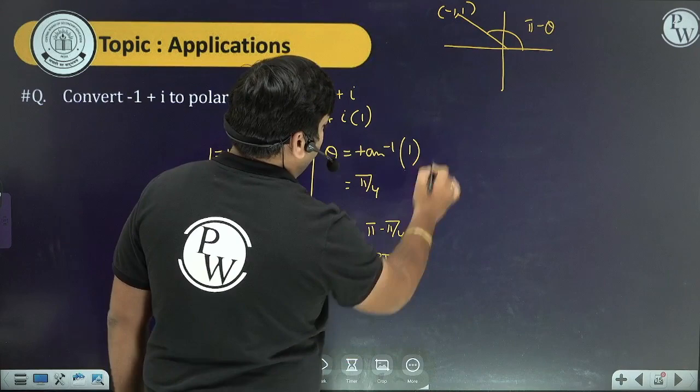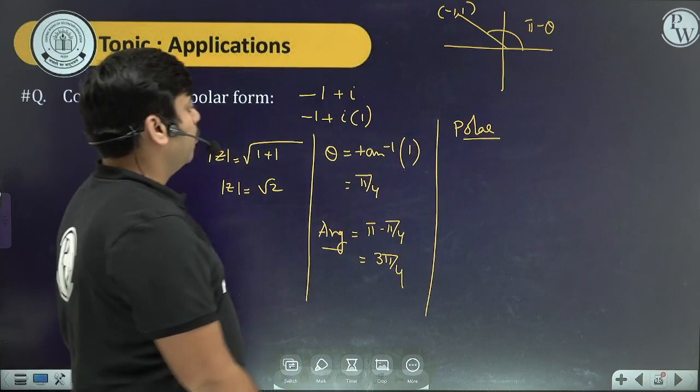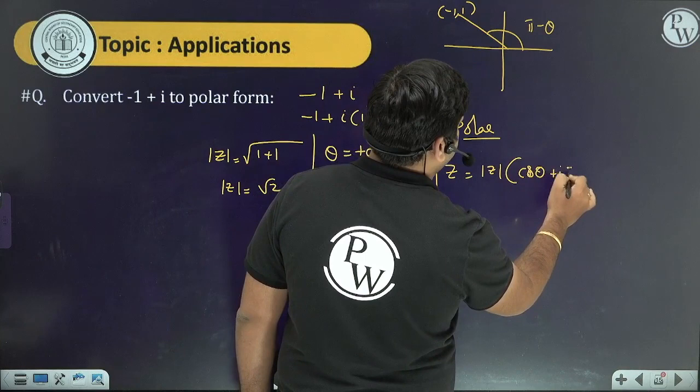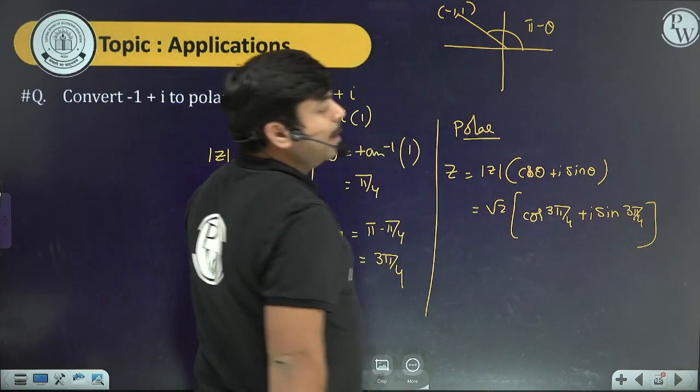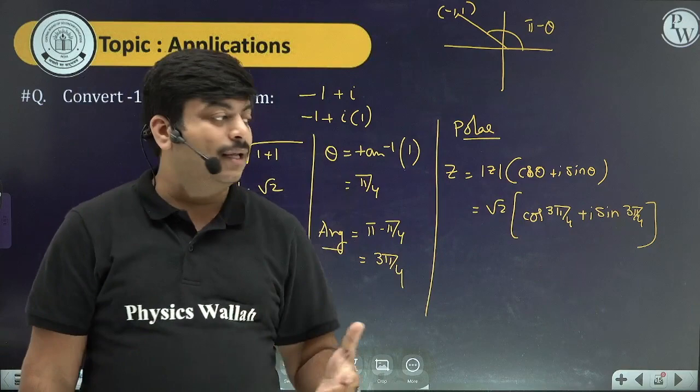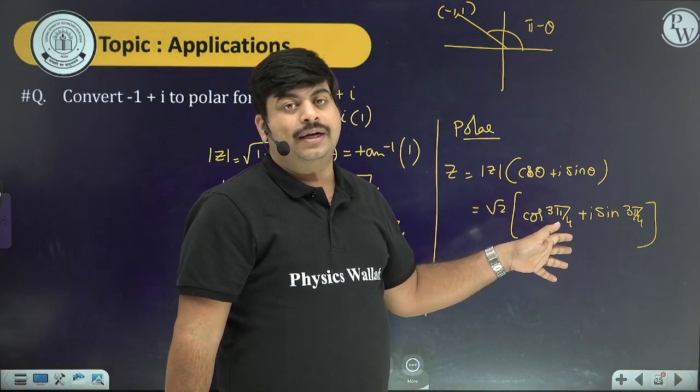So when you write it in polar form, z is equal to mod z into cos theta plus i sine theta. Mod z is root 2, so root 2 into cos 3 pi by 4 plus i sine 3 pi by 4. That's it, you're done. Just by seeing the polar form, you can understand where that angle is, that means where the point is. It is in the second quadrant with a distance of root 2.